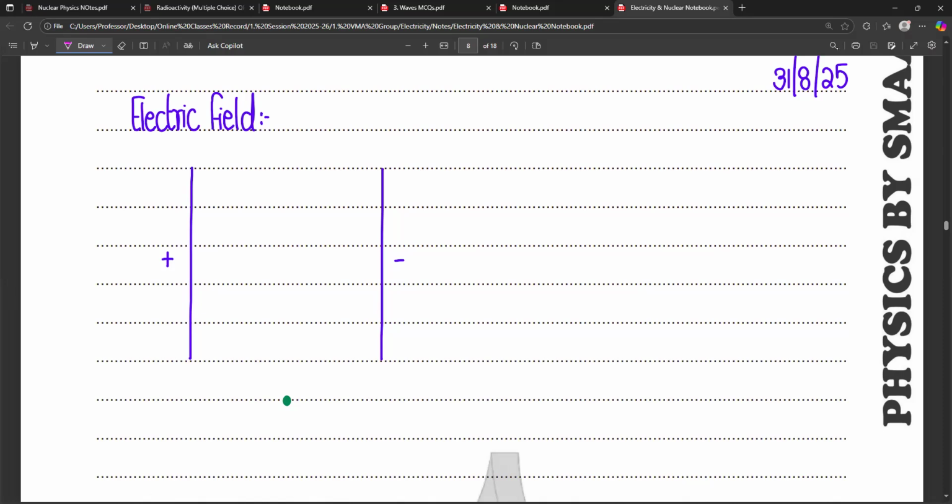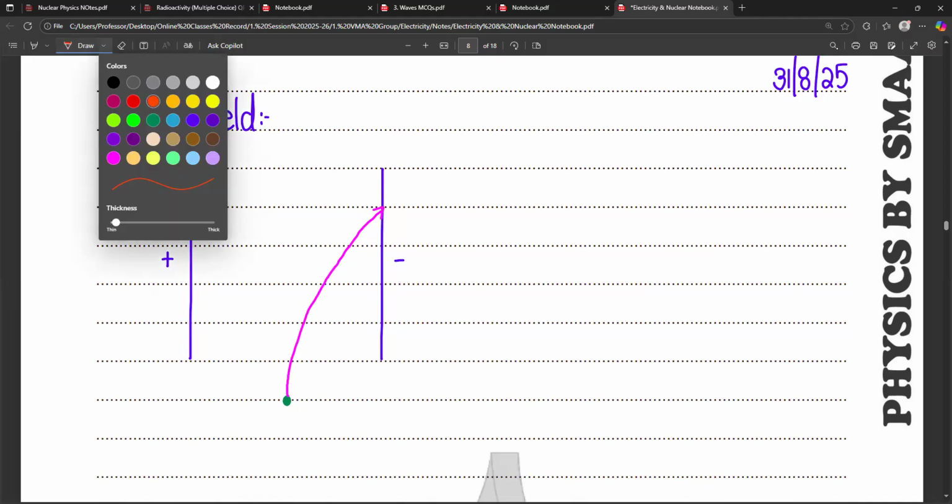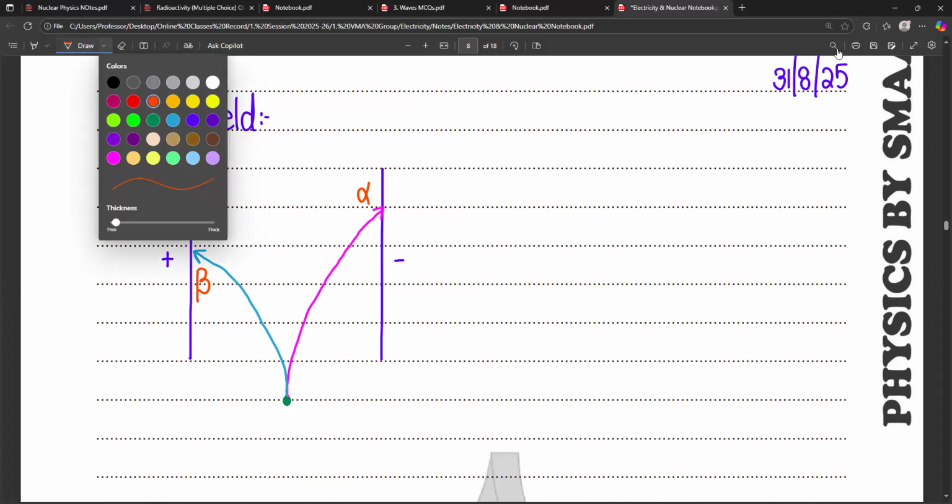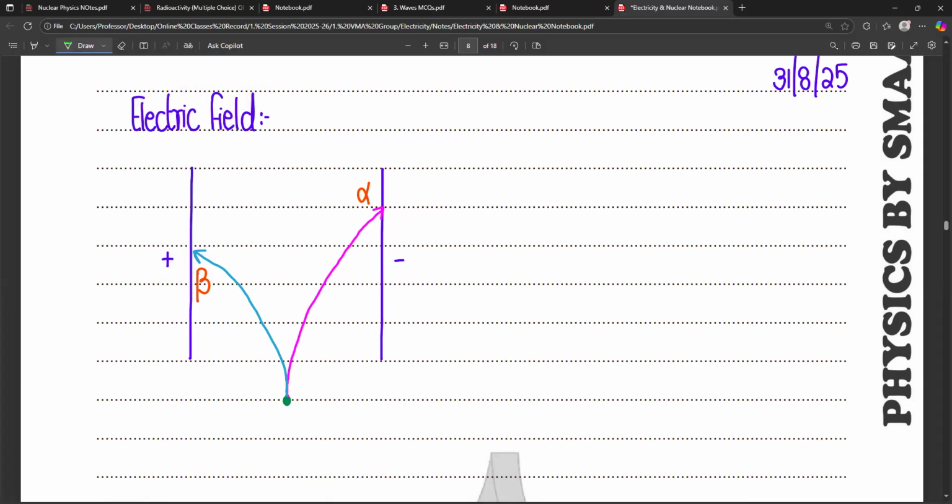So this is the pattern of the alpha particle. It deflects towards negative. Second, if we talk about beta, so definitely beta is opposite to alpha. So it deflects towards positive. This is the deflection of beta. And finally, no charge on gamma. So gamma travels straight, without any change in direction.